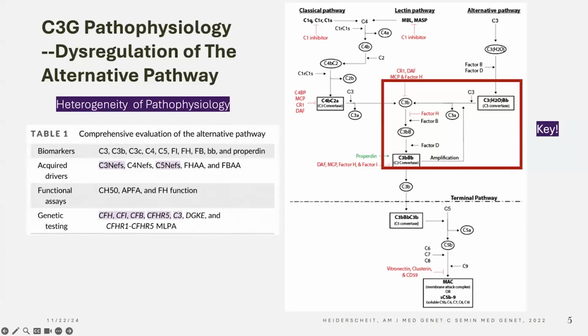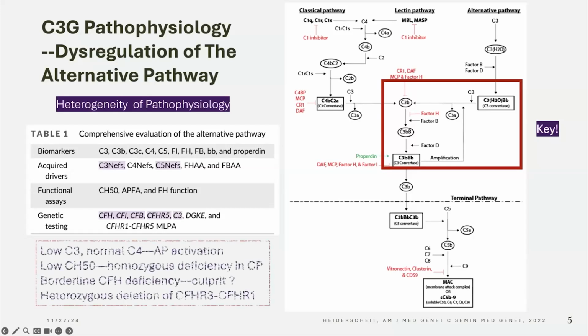A comprehensive evaluation of the alternative pathway should include serum levels of complement proteins and their cleavage products, functional assays, and genetic testing. These are all possible drivers for dysregulation of the alternative pathway. Its variety demonstrates the heterogeneity of C3G pathophysiology. In our patient, he has borderline factor H deficiency and heterozygous deletion of factor H-related protein 3 and protein 1, which is a very common variant.